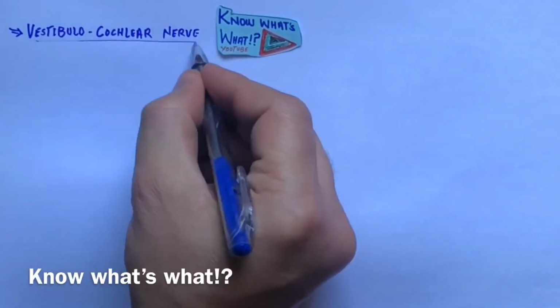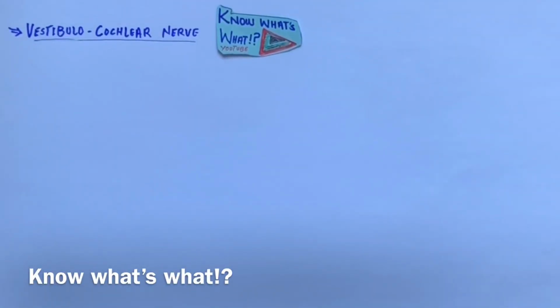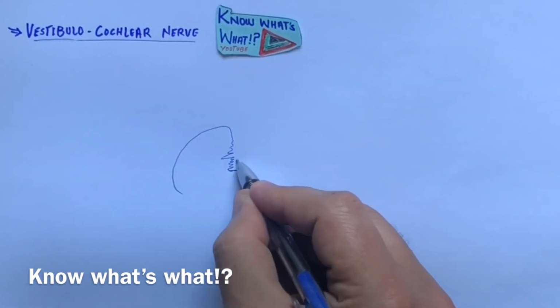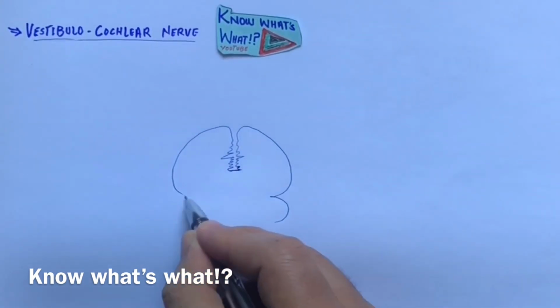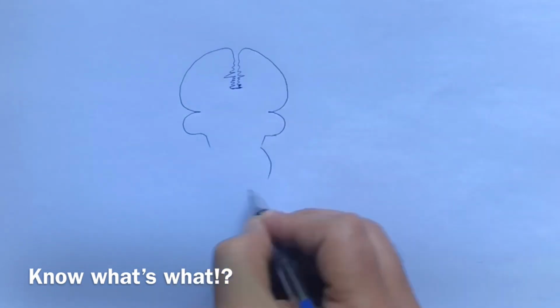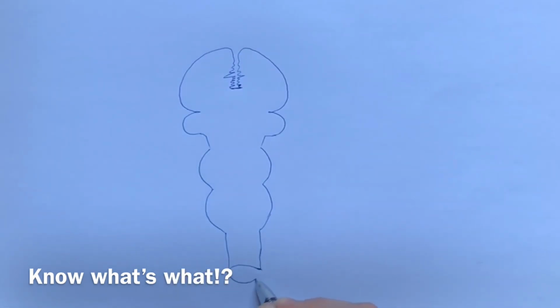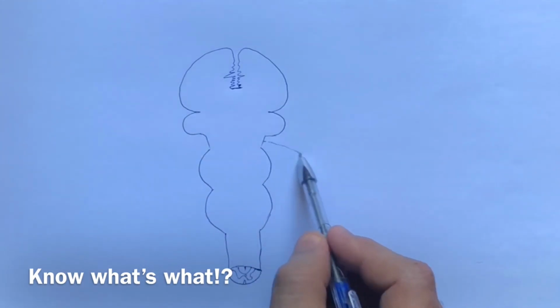Hi, in this video we are going to look at the vestibulocochlear nerve. So here we draw the diagram and show the vestibular nerve, and then we draw a separate diagram to show the cochlear nerve. So here are the two hemispheres, the pons, the medulla, and the spinal cord at the bottom. It has the left and right cerebellum as well.